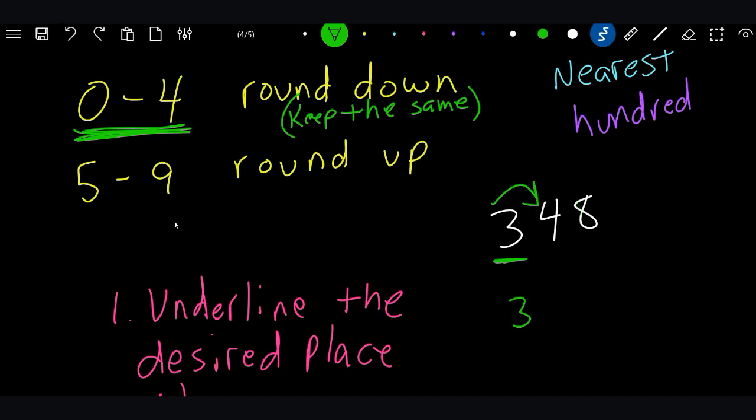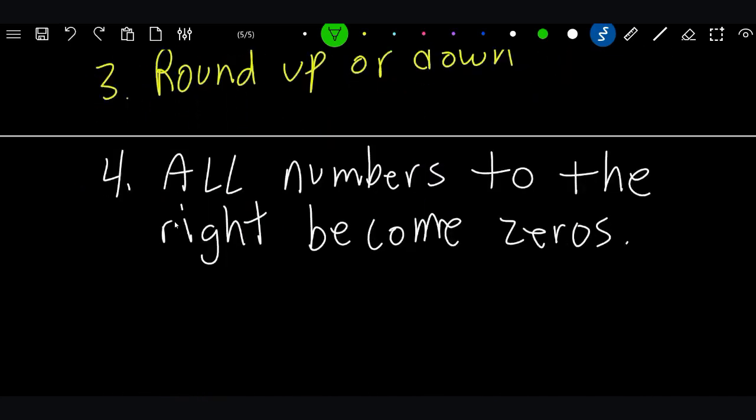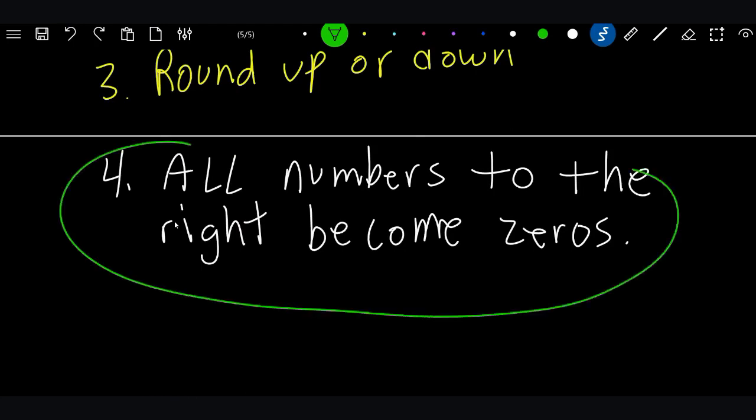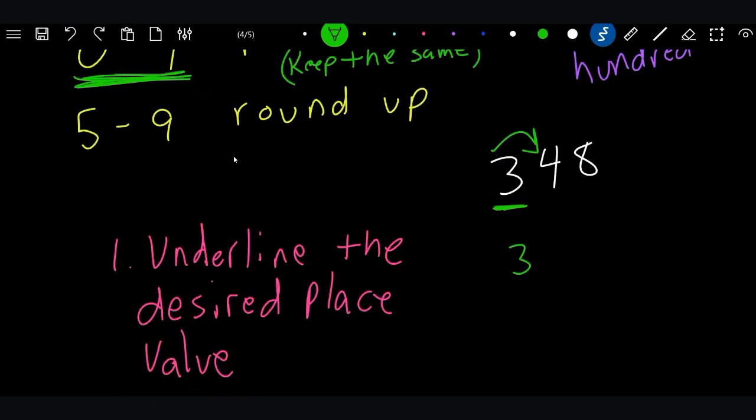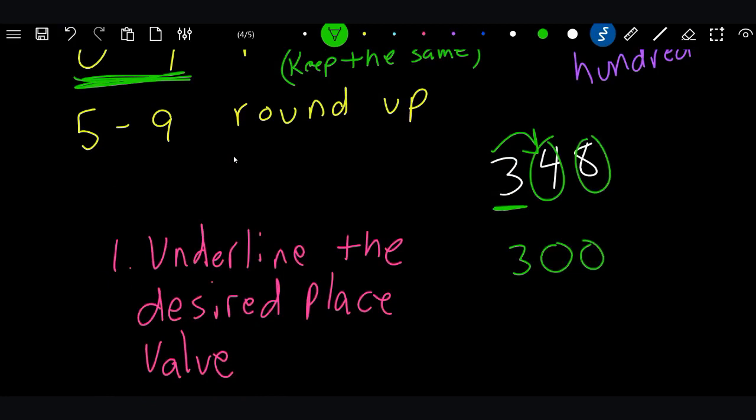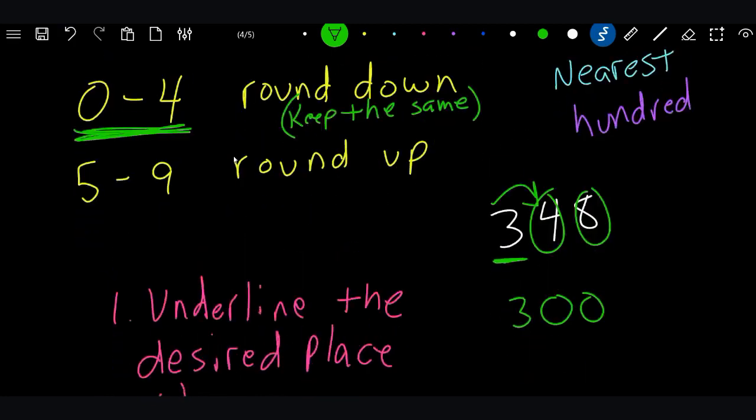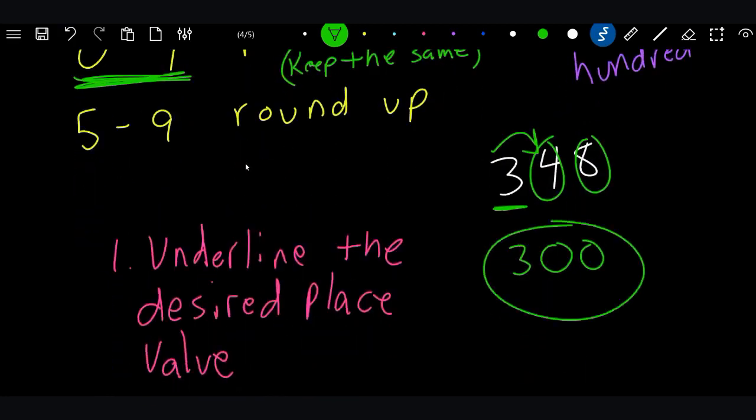All right, we're almost done. Now look at the last step. All numbers to the right become zeros. So this 4 becomes a 0 and this 8 becomes a 0. Now, rounded to the nearest 100, 300.